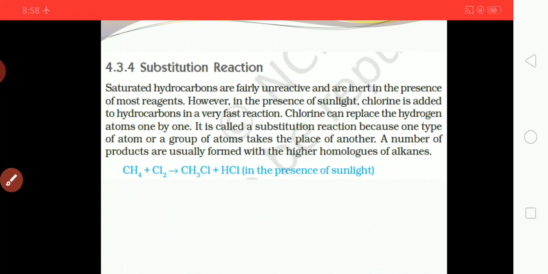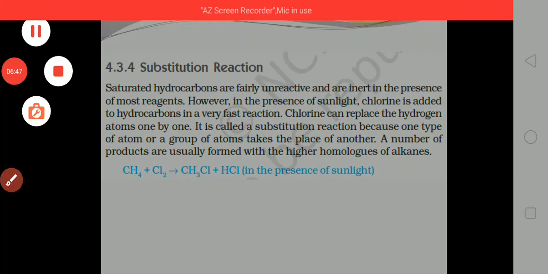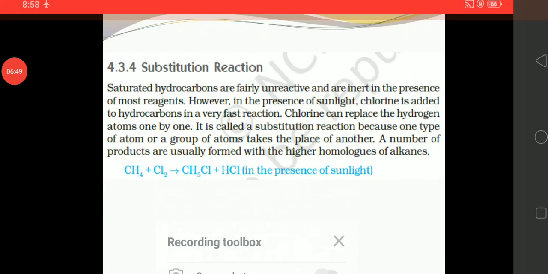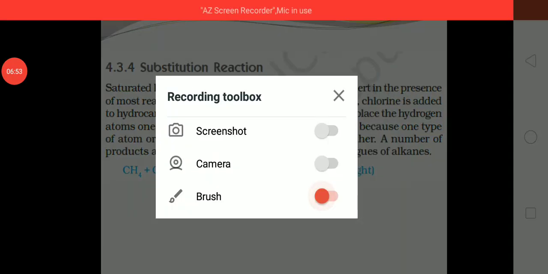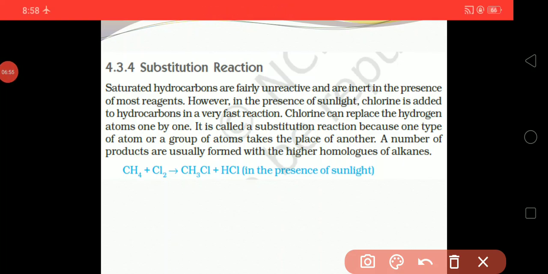Once again I am repeating, what is a substitution reaction? In a substitution reaction, one element will substitute another element. One atom will be removed, and in place of that atom another atom will take its place.